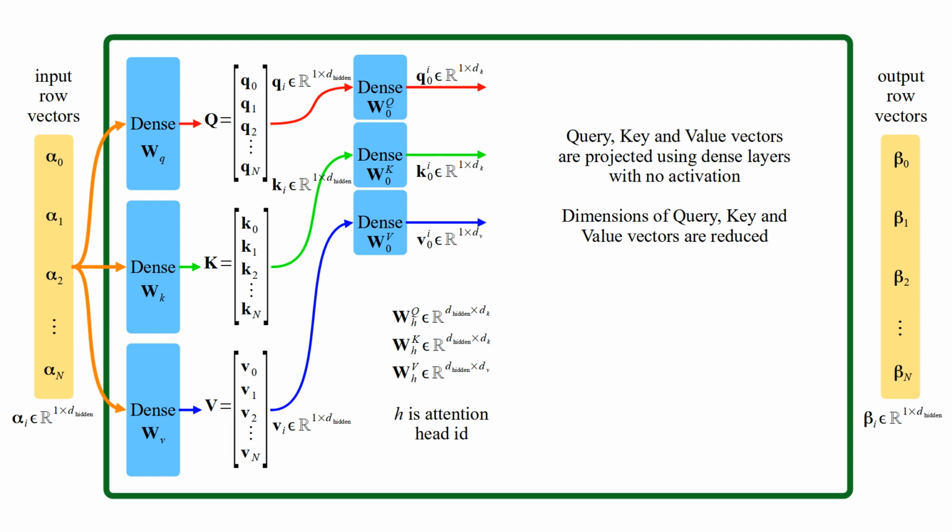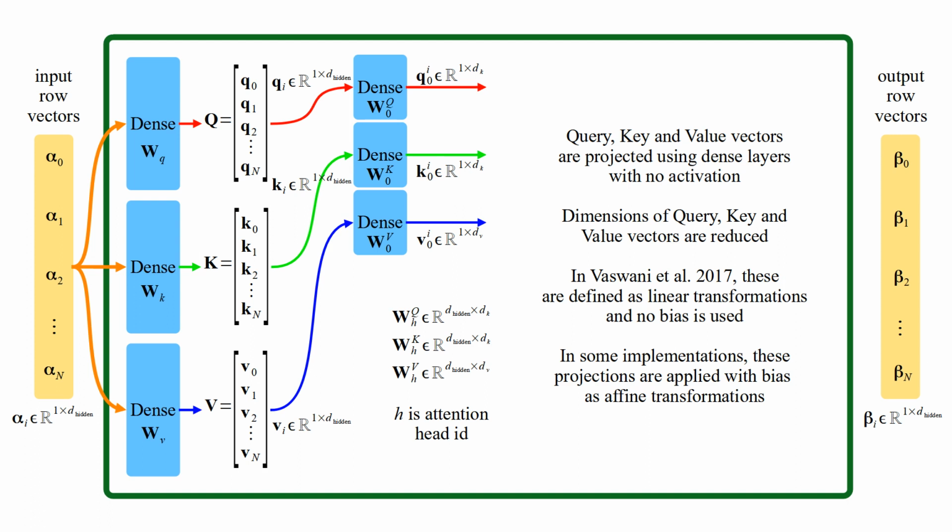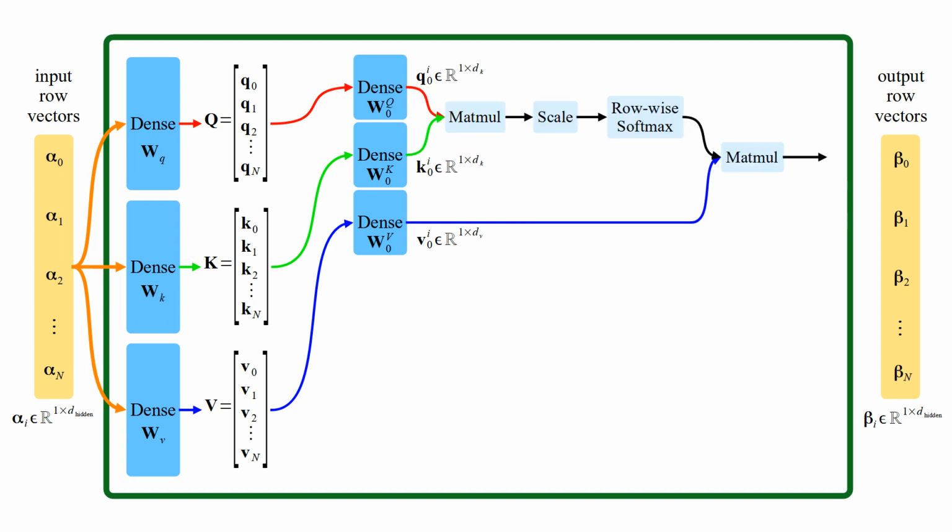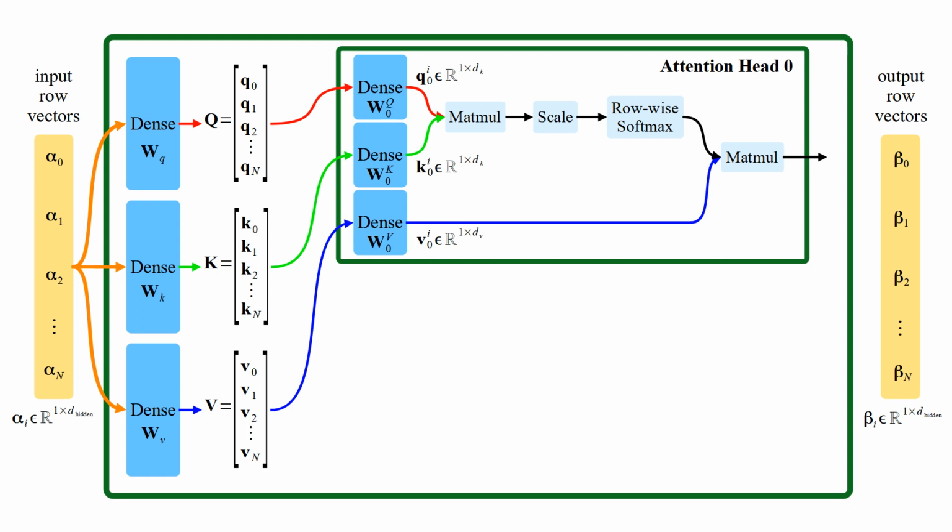These are the weight matrices, and h is attention head ID. In the Attention is All You Need paper, these are defined as linear transformations and no bias is used. In some implementations, these projections are applied with bias as affine transformations. Attention head works on projected vectors. Sequential linear layers can be represented as a single linear layer.